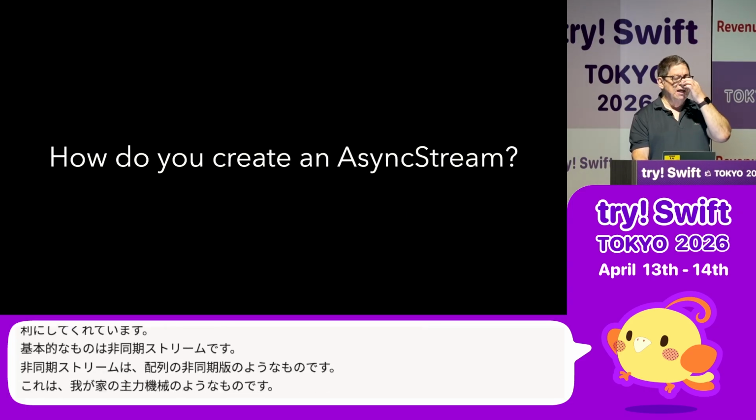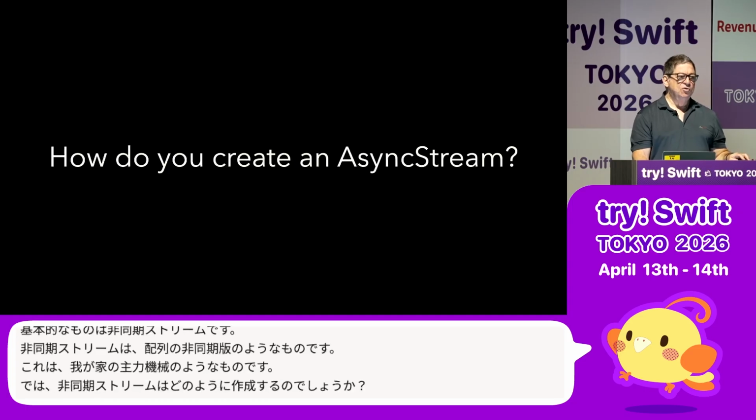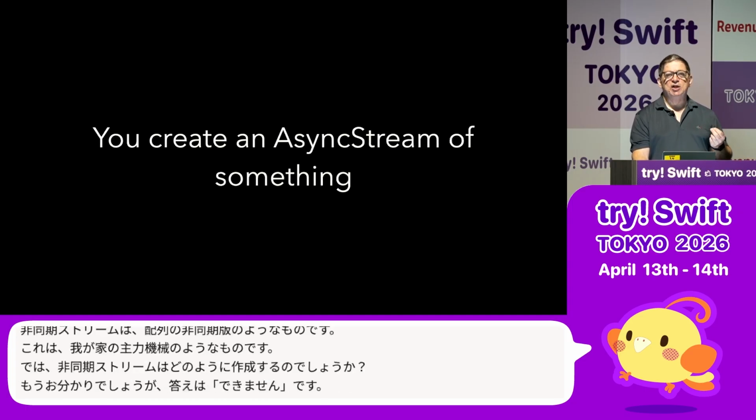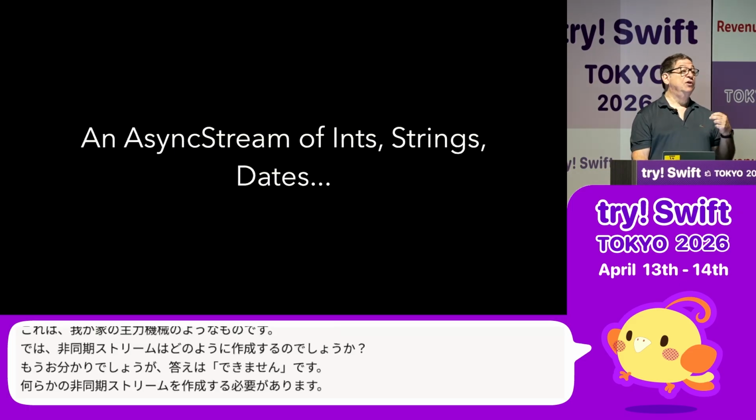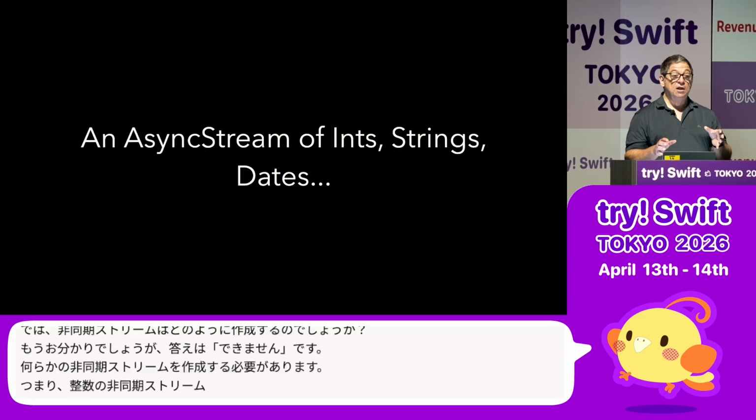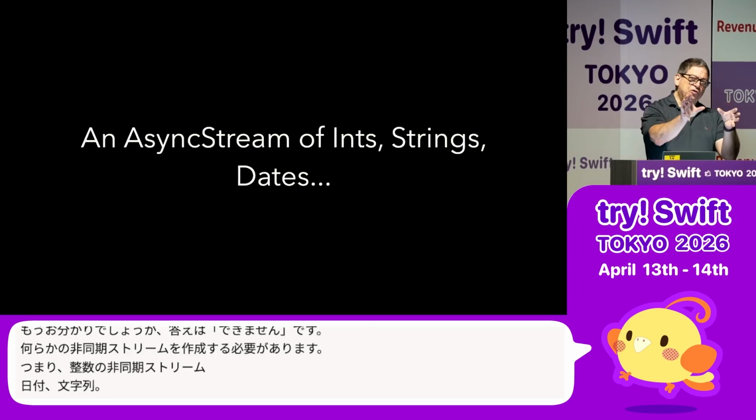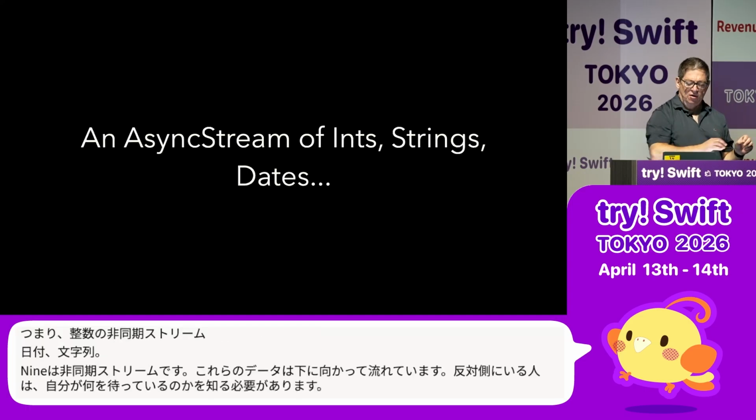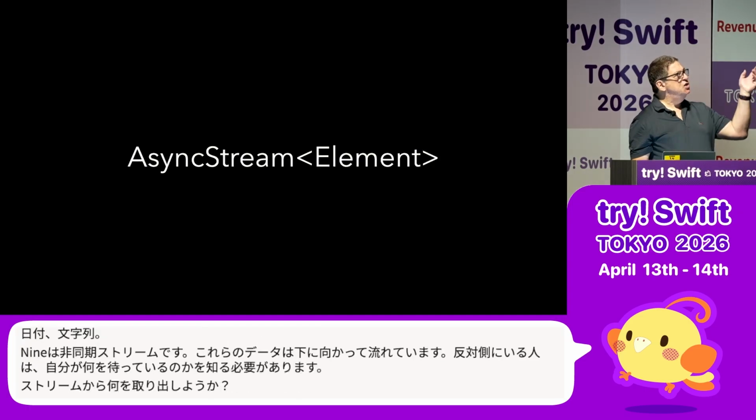So how do you create an async stream? By now you know the answer is you can't. You have to create an async stream of something. So an async stream of ints, of dates, of strings. The point is, with an async stream, these things are flowing down there. Whoever is at the other end needs to know, well, what is it I'm waiting to catch? What am I going to pull out of the stream? And so we have an async stream, generic over element.